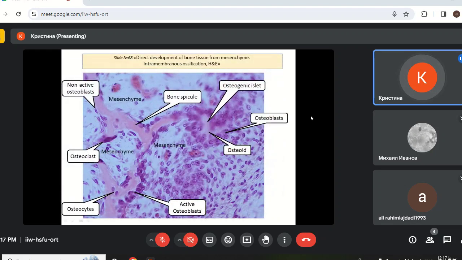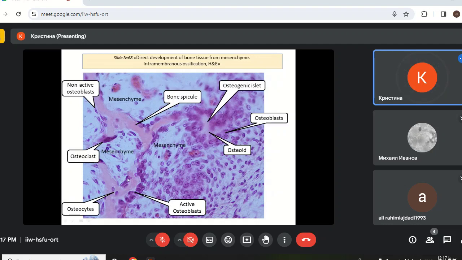This is our real histological preparation. This is how it really looks. So this area is the bone tissue. This is the bone spicule. It is pink in color because of collagen fibers seen here. We see here some embedded osteocytes, and in this area also osteocytes. We can see their cell nuclei.